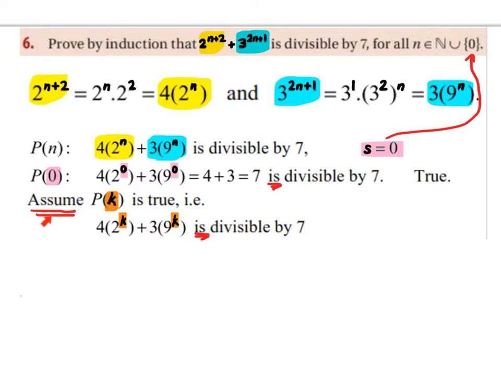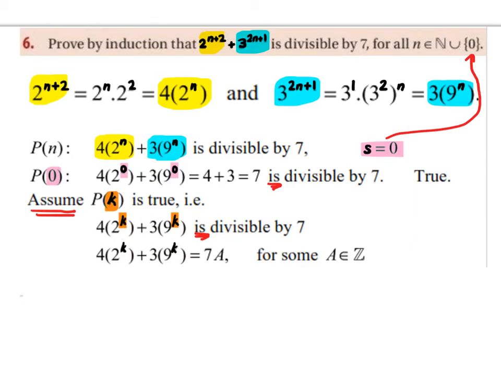Next, we're going to assume that P of k is true, that is, we'll swap each of these n's now for k. So 4 times 2 to the power of k plus 3 times 9 to the power of k is divisible by 7. So we're assuming that this is true.